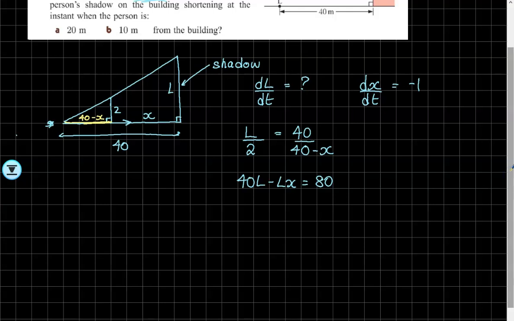And let's differentiate the sucker. So we differentiate this. L is a variable for us, because the shadow is L. The building would not be a variable because that's a fixed height, but we're talking about the shadow going up and down. So that would just be 40L, but we've differentiated with respect to t. We've got L times X, so it's a function times a function.